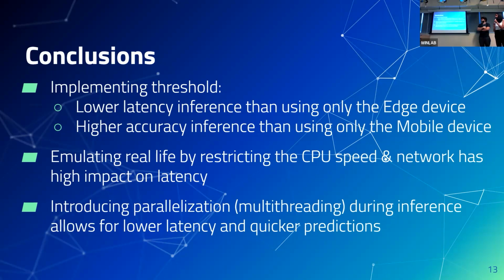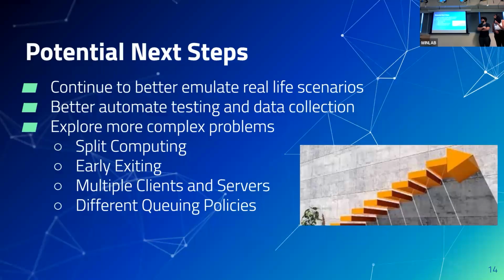What do we want? Next, emulating real life by restricting the CPU speed and network delays has a high impact on latency, as we saw through the graphs. Finally, introducing parallelization and multi-threading during inference allows for lower latency and quicker predictions, as we also saw through the graphs. Okay, so now finally we can move on to the next steps.